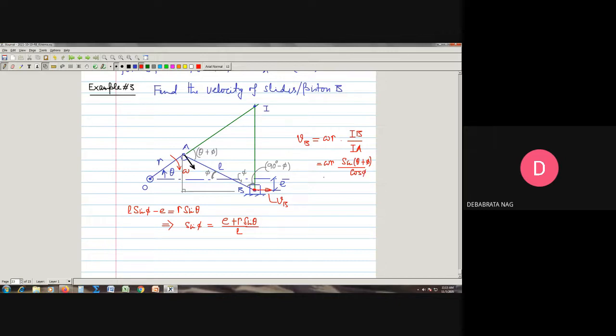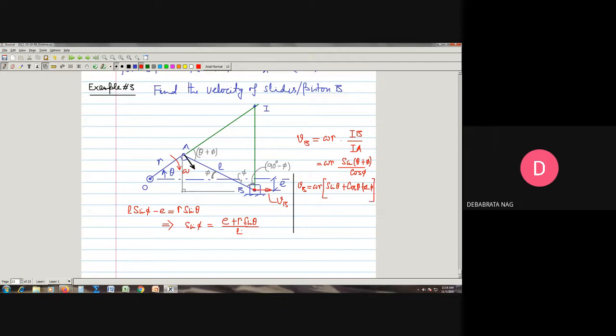So we see, since phi is already known from here, we can further simplify this. Down the line, we can write that Vb will be equal to omega R into sine theta cos phi divided by cos phi, so the cos phi cancels. It will be cos theta into, this will be tan phi. Sine phi by cos phi means it should be equal to tan phi.